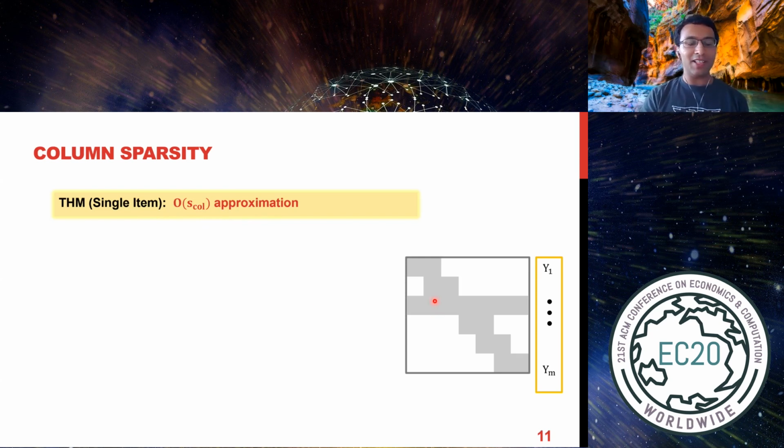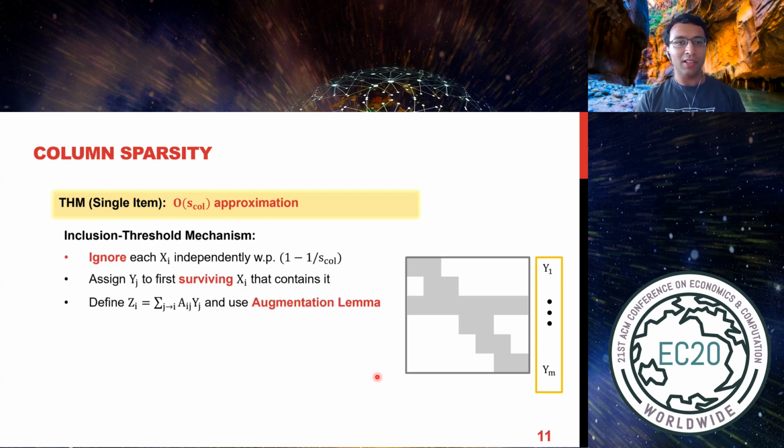So column sparsity means each column is sparse, maybe at most 3 non-zero entries, but some rows could be very dense. So this is equivalent to saying that each yi does not affect many of the xi. Okay, so what's our algorithm? Our algorithm is kind of intuitive, at least in hindsight.